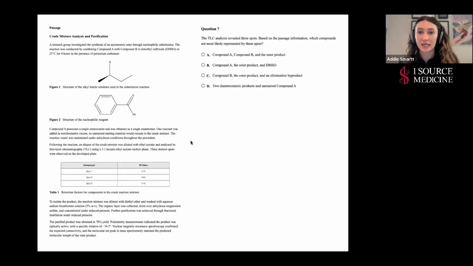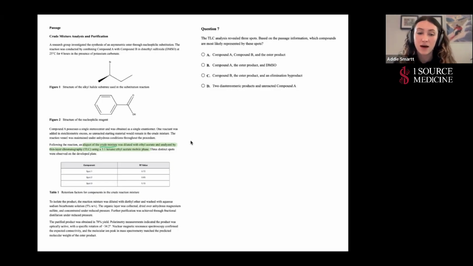All right, question 7 here is asking us about the TLC analysis, which reveals 3 different spots with 3 different RF values. Based on the passage information, which compounds are represented by these spots? So I would probably go back to this paragraph and read about the TLC. The TLC talks about how an aliquot of the crude mixture was diluted with ethyl acetate and analyzed by TLC. So the keyword there is the crude mixture. So this is unpurified.